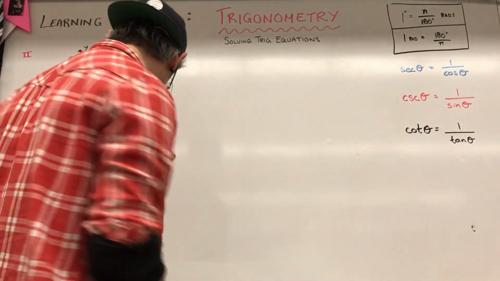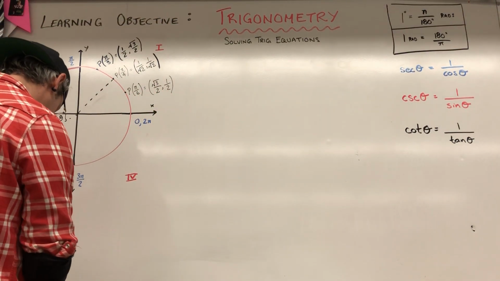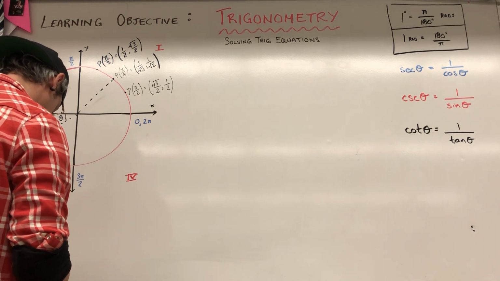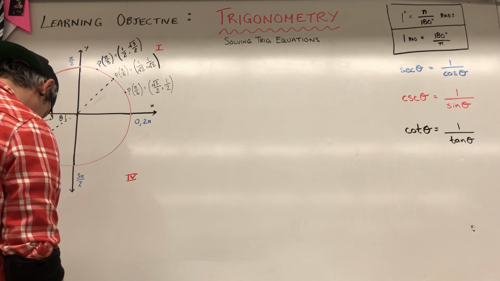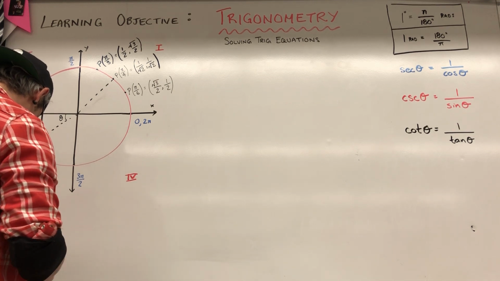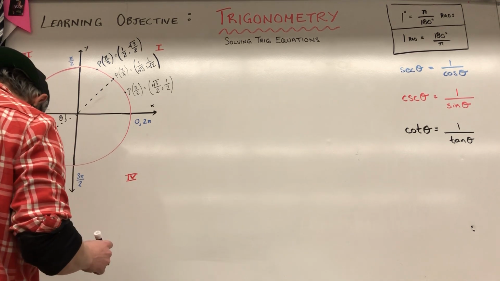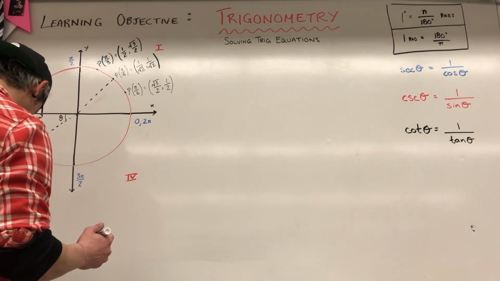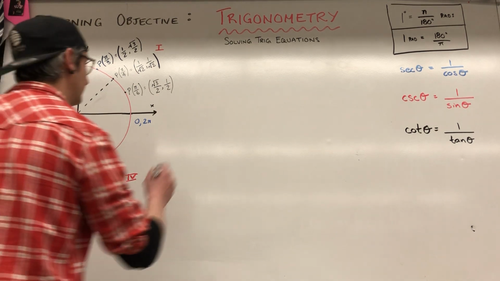Okay, let's do another one. I'm going to do some from the book now. So, let's do 7a. Oh, they really don't like me here, right? Okay. 7a it is.